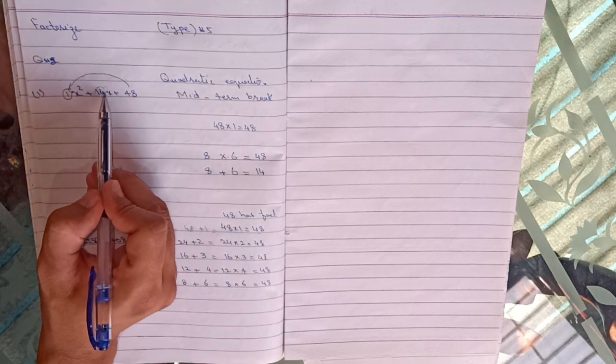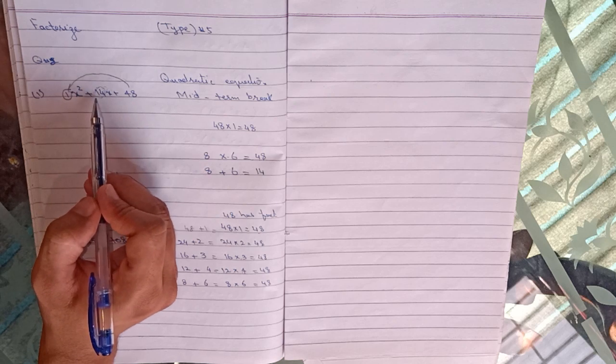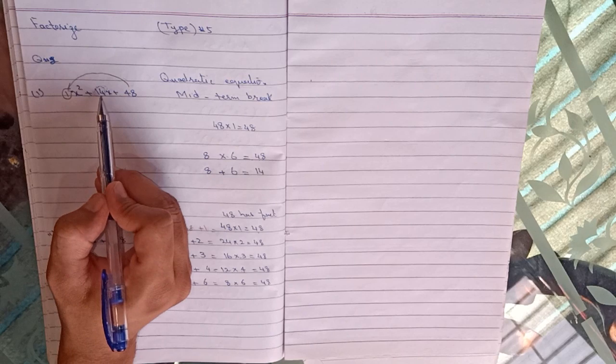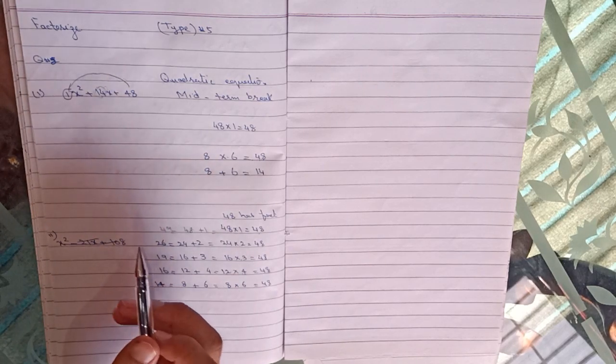You will ask where 14 is appearing from? 14 will be the mid term. Two numbers whose product is 48 and whose sum is 14 are our factors. Now 8 and 6 are our factors.